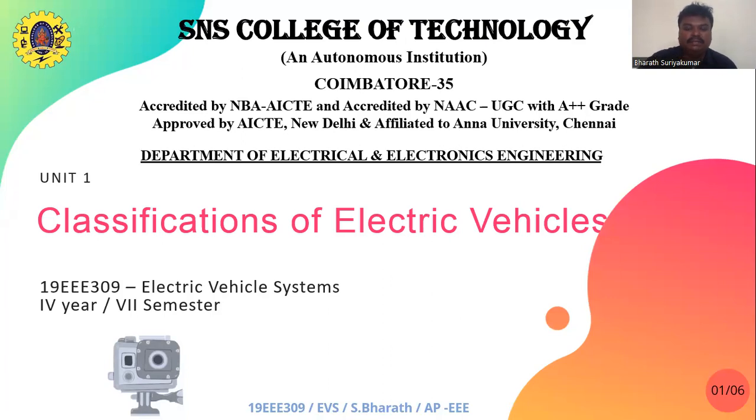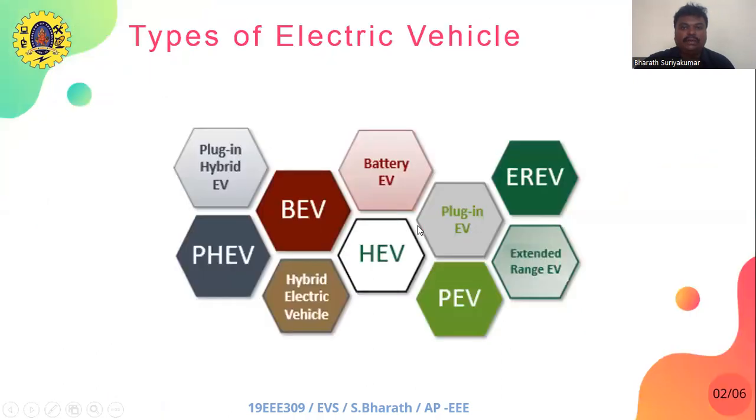So what are the various classifications? As we all know, the various classifications of electric vehicles include first, a PHEV, that is a plug-in hybrid electric vehicle. Second, BEV, a battery electric vehicle. Third, an HEV, a hybrid electric vehicle. Fourth, a plug-in EV, that is PEV. And fifth, an extended range EV, that is called EREV. So these form the various types of electric vehicles.